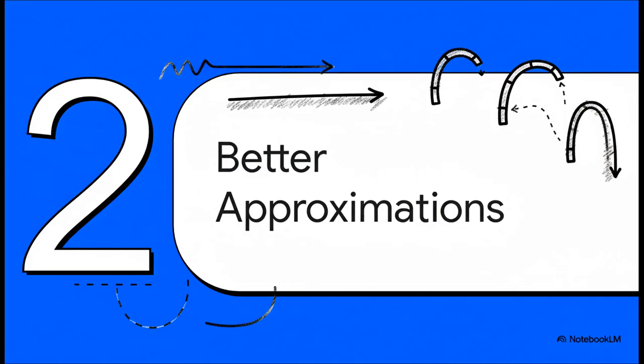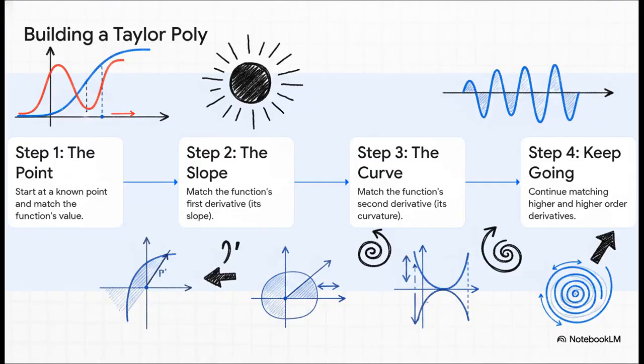So, a straight line is a good start. Not bad for a first try. But, it's straight. It completely misses the bendiness of the curve. We can do better. So, how do we build a better approximation? Simple. We add another layer. And this is the core recipe for a Taylor polynomial.